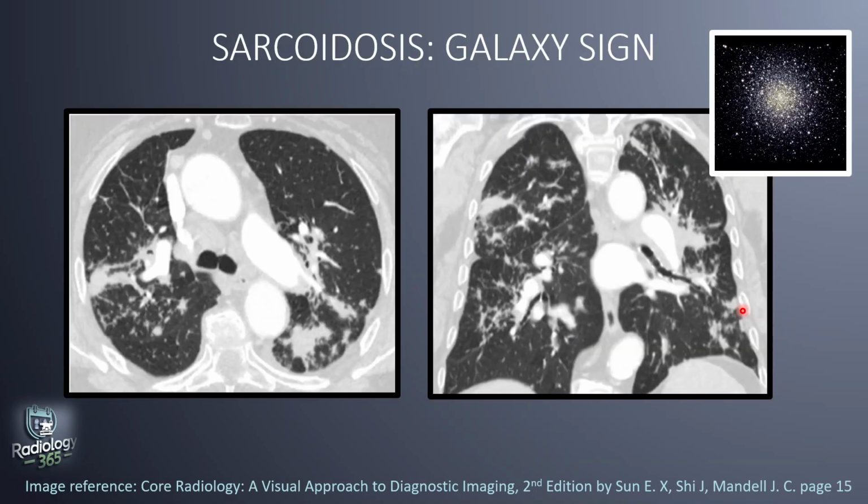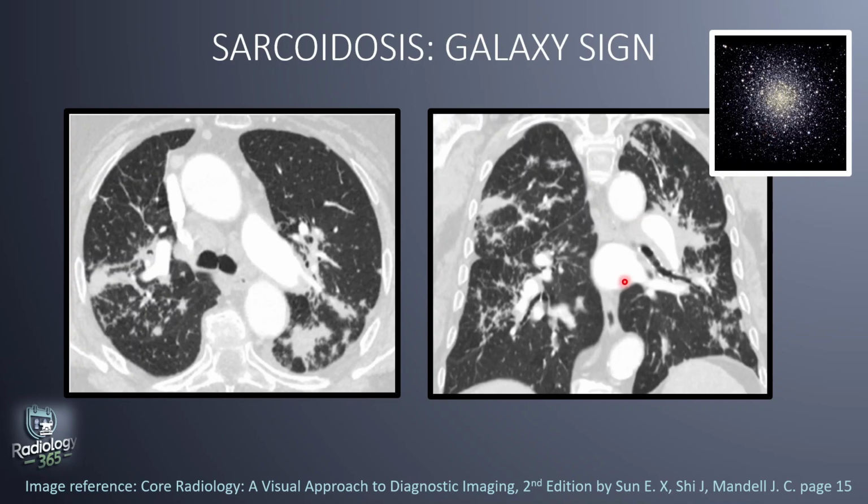Still on sarcoidosis, there is what we call the galaxy sign, where you would have a confluence of nodules looking a little mass-like, but then around the nodules you still see some micronodules, making it look like a galaxy, as shown in this schematic here.